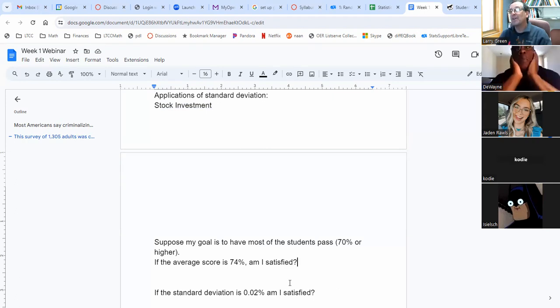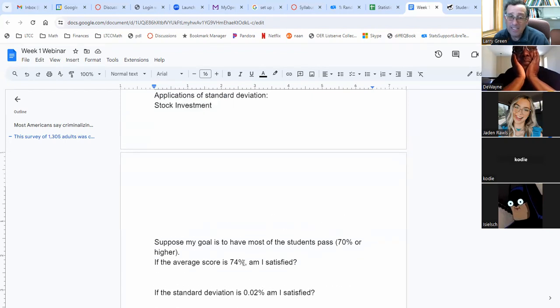Because remember, being 2 standard deviations away is an outlier. That's a 0.04% difference. So even a 73.6% would be an outlier, and that's still a pass. Do you see that? So if the standard deviation was 0.02%, then I'm very satisfied. Everyone passed the class. Just about. There could be maybe one person out of 1,000 that didn't pass, but probably not even that. Any questions on that idea?